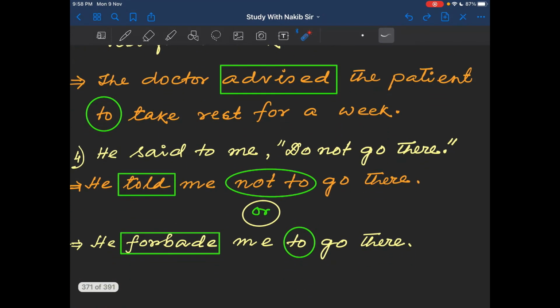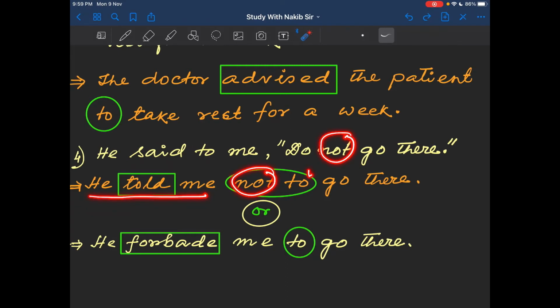Okay. Now see the fourth example. He said to me, do not go there. A negative sentence. So from this sentence you can understand whether it is a request or a piece of advice or an order. When you get this type of situation, change the reporting verb to the tell verb. Here the reporting verb is say in the past tense, so the tell verb is in the past tense. So he told me, and not is there.